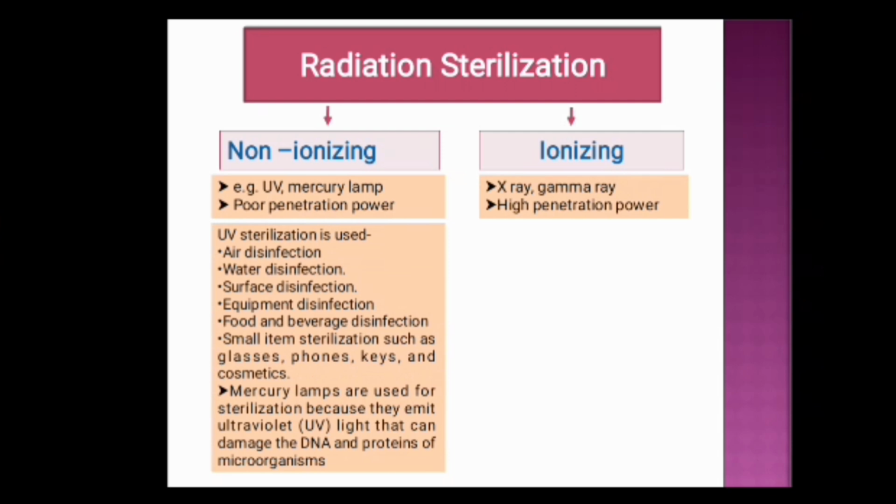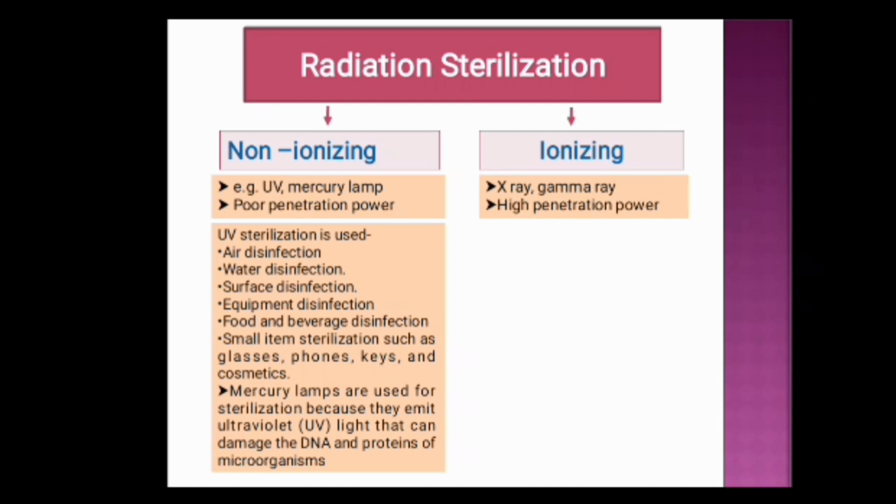Non-ionizing radiation, that's UV sterilization, is used for air disinfection, water disinfection, surface disinfection, equipment disinfection, also food and beverage disinfection, and small item sterilization such as glasses, phones, keys, and cosmetics. The mercury lamps are used for sterilization because they emit UV light that can damage DNA and proteins of microorganisms.